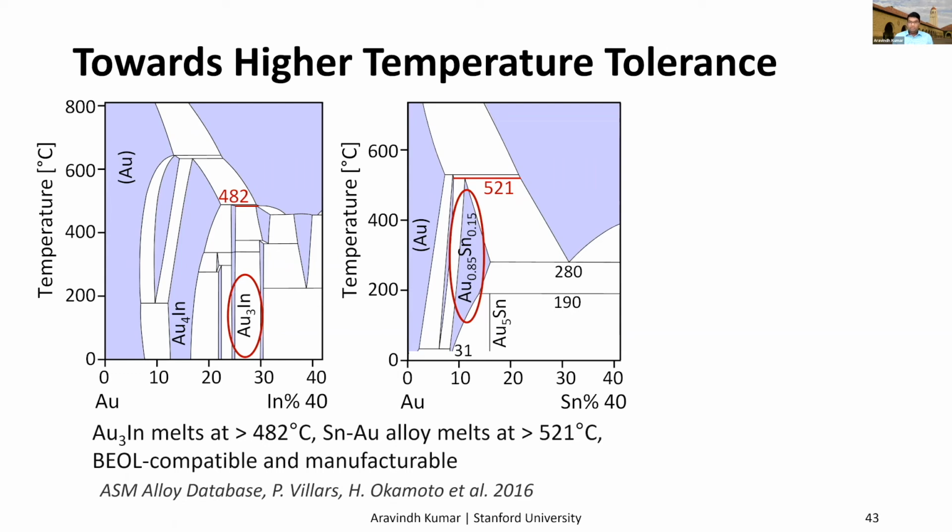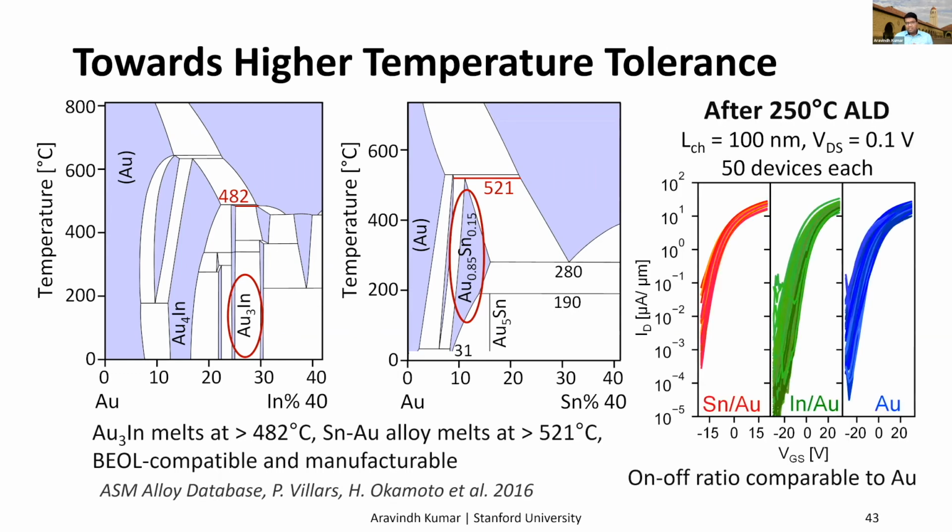So as a first step in testing the temperature tolerance, we look at the IDVG of 50, 100 nanometer channel devices for each of these contact schemes. And this was tested after the 250C ALD. So the general behavior and the on-off ratio of the IDVG curves are comparable to pure gold. So these new contacts are stable at 250C.